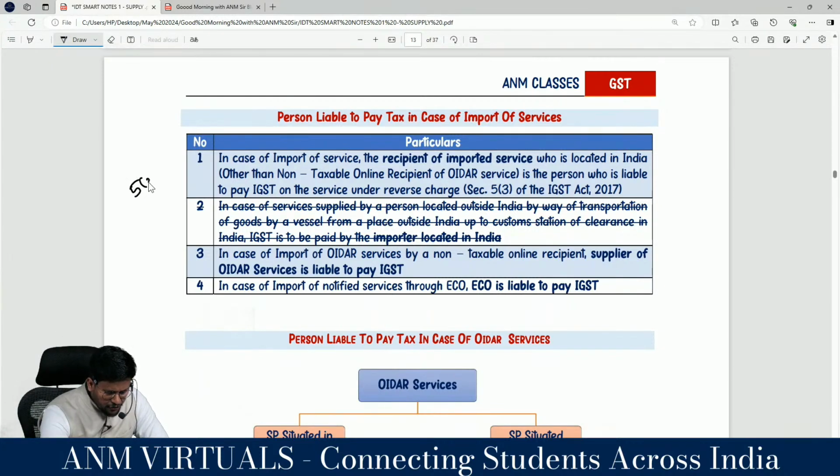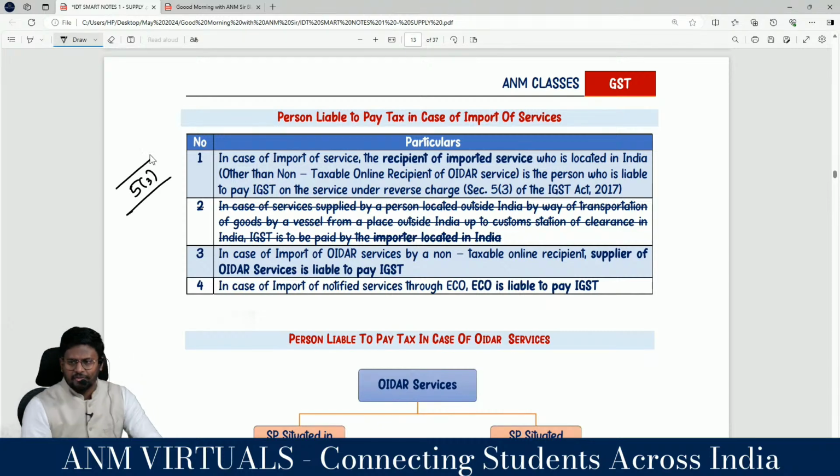So, as per Section 5.3 of the IGST Act, if the service provider is situated outside India and the service recipient is situated in India, my dear lovable students, this is the person liable to pay GST. In case of importation of services, the recipient of the services who is located in India is the person who is liable to pay IGST on the service under reverse charge. This is as per Section 5.3 of the IGST Act.